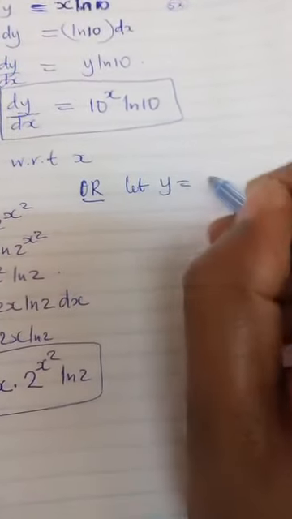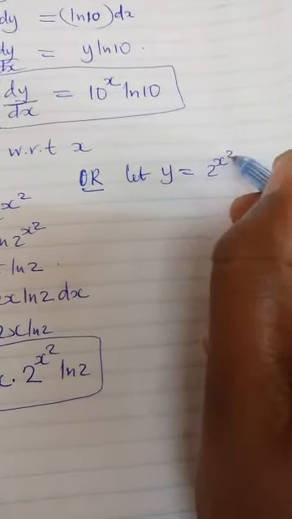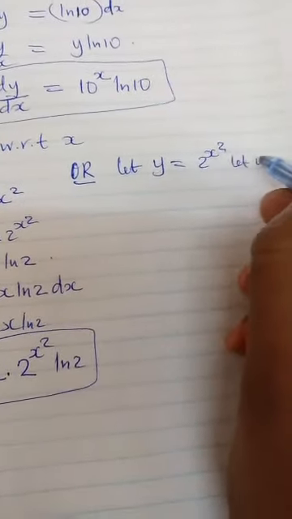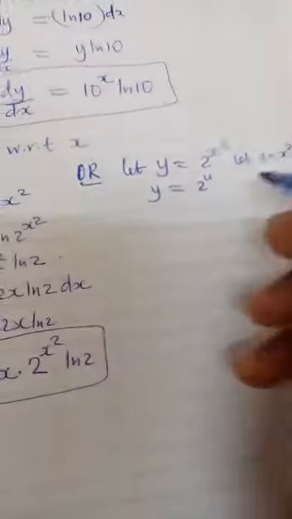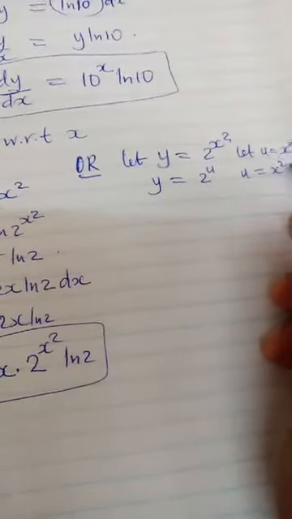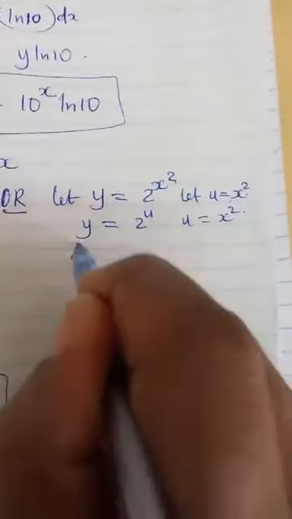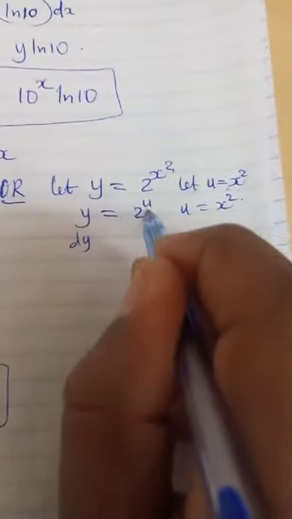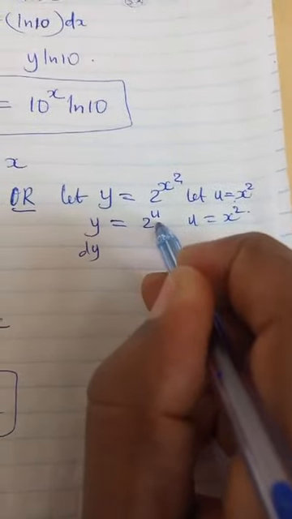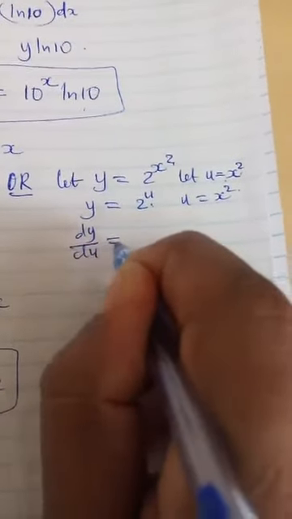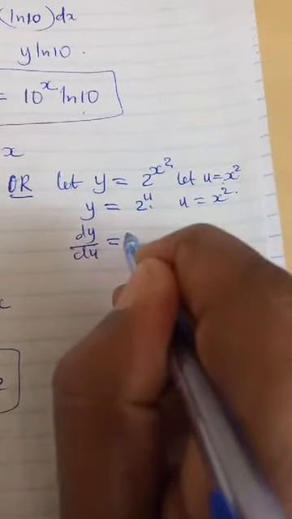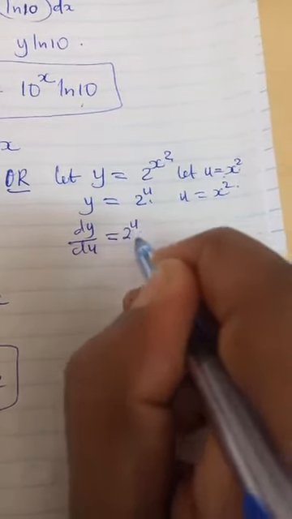The alternative one would be, someone would say, let y be equal to 2 to the power x squared, and further let u be equal to x squared, such that y is equal to 2 to the power u, but u is x squared. So this person will get the y. We have already seen that when we differentiate 10 to the power x, for example, we got this. So dy by du will be the same as 2 to the power u ln of 2.